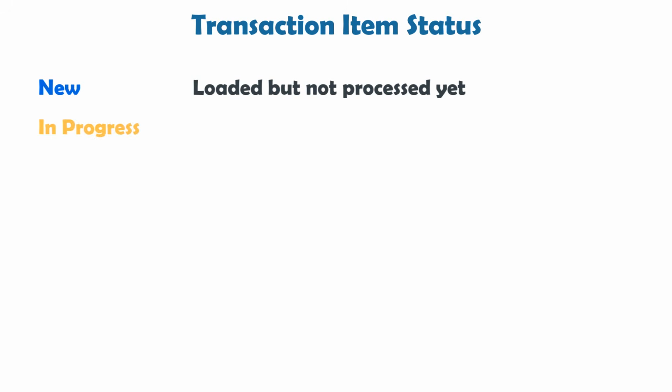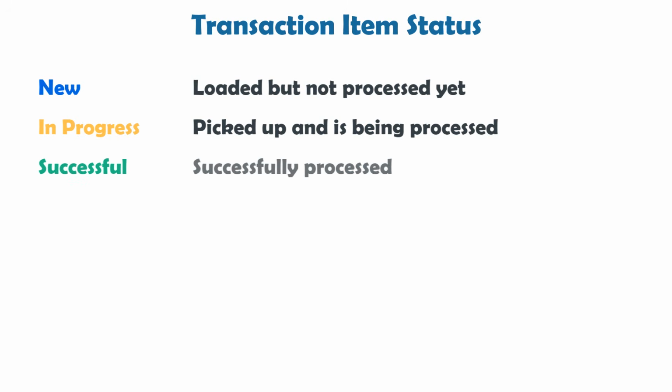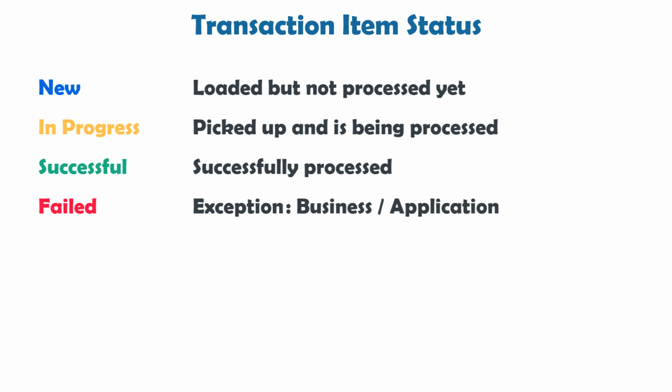These are: New status means that the item has been loaded into the queue, but has not yet been processed. In Progress means that the item has been picked up from the queue and is currently being processed. Successful means that the item was processed successfully. Failed means that the item ran with an exception. There are 2 types of exceptions in UiPath: either business exception or application exception.